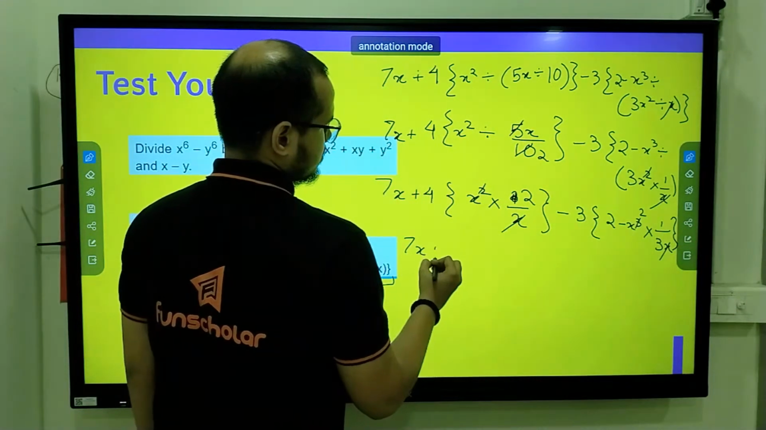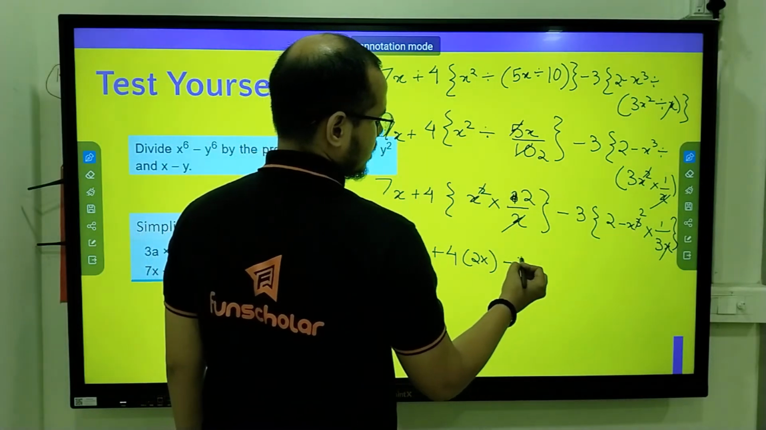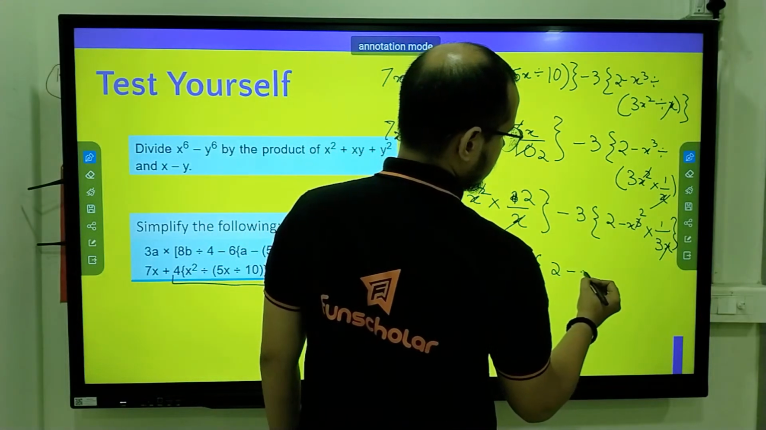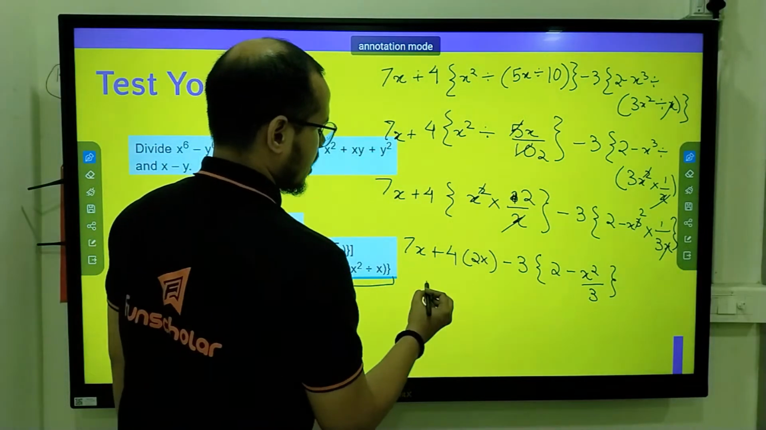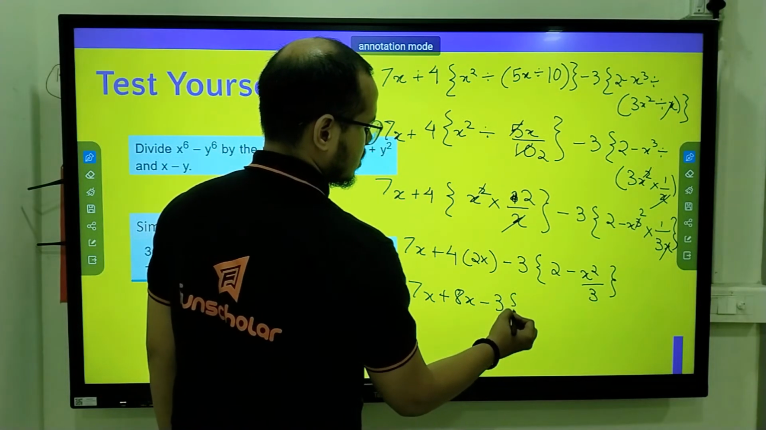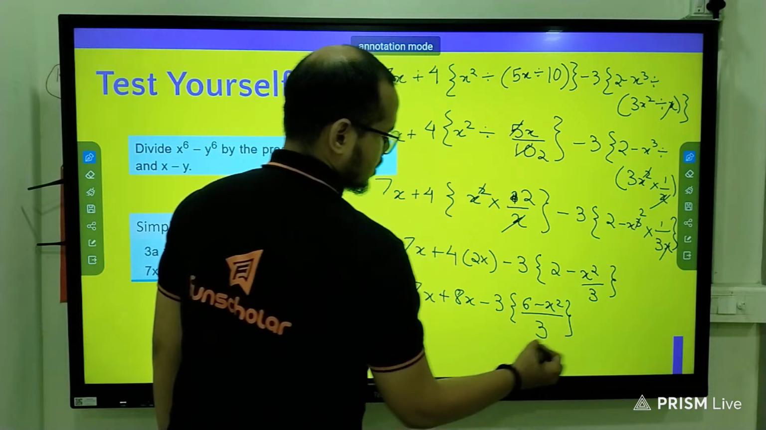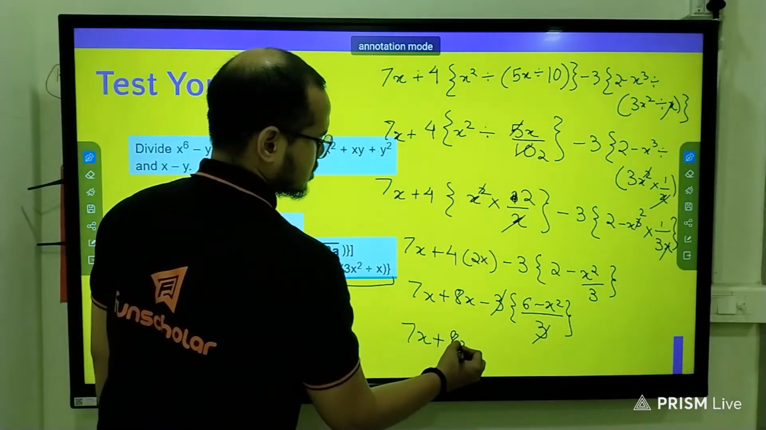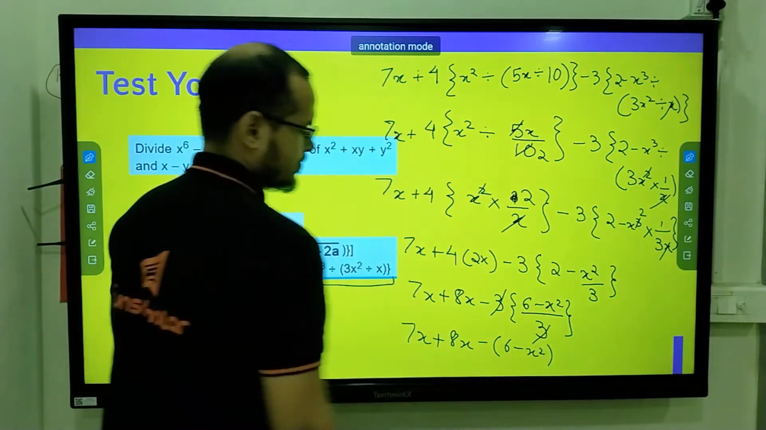Then it becomes 7x plus 4 into 2x minus 3 into 2 minus x square by 3. Okay, so 7x plus 8x minus 3, LCM 3, 6 minus x square, this 3 and this 3 gets cancelled, we have 7x plus 8x minus 6 minus x square.